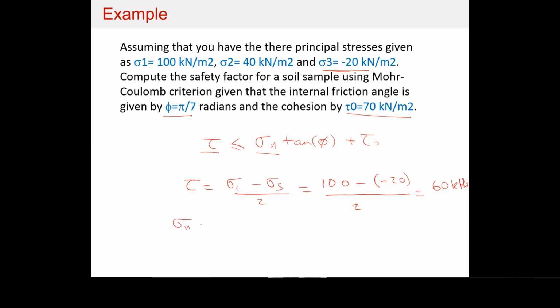And sigma n is basically sigma 1 added to sigma 3 divided by 2. And this is equal to 100 plus minus 20 divided by 2. So 100 minus 20, this is 80. 80 divided by 2, this is 40. It's 40 kilonewton per square meter. So this is 60. And this guy here is 40. And I pretty much have everything else in there.